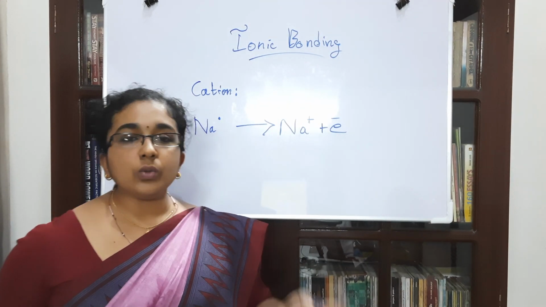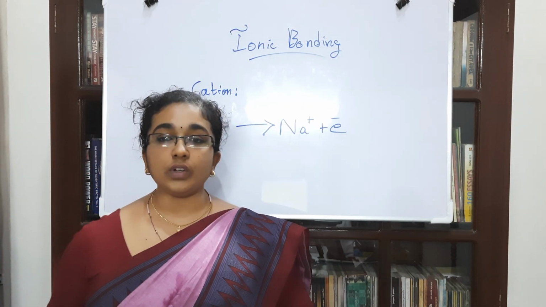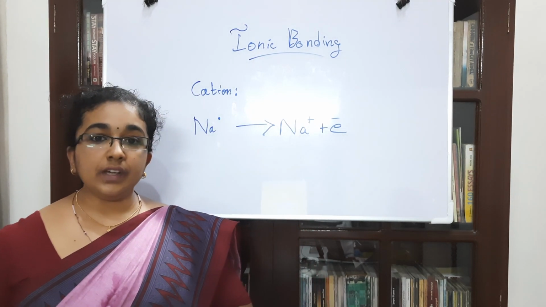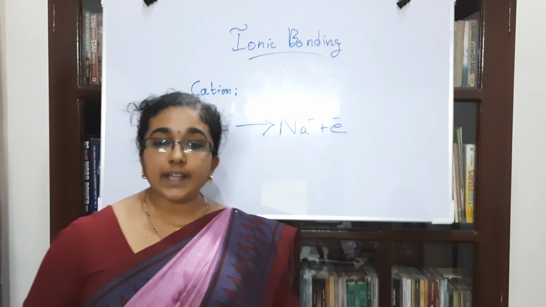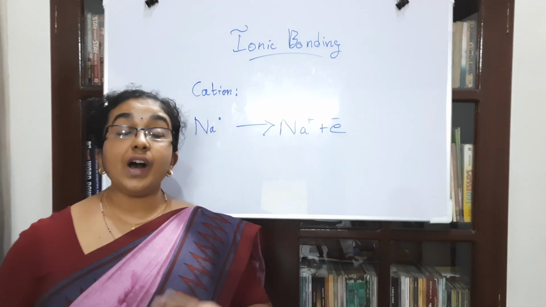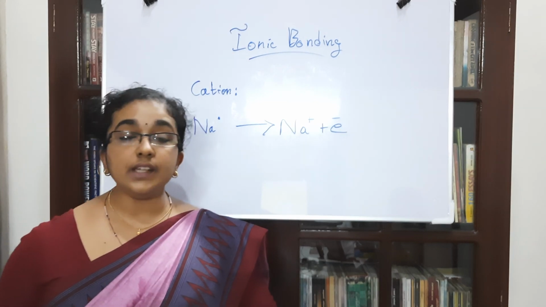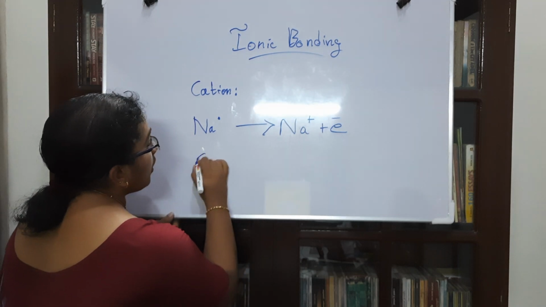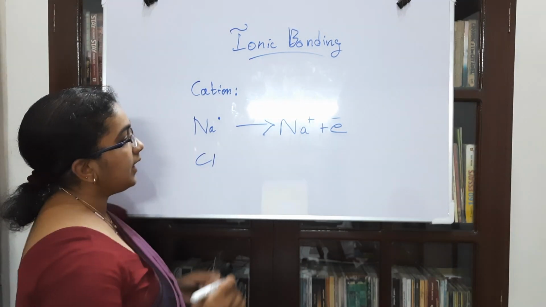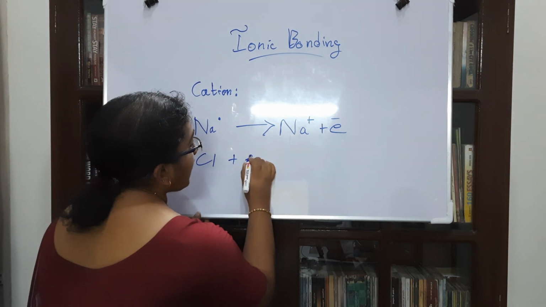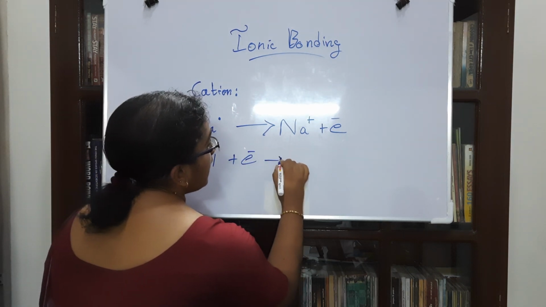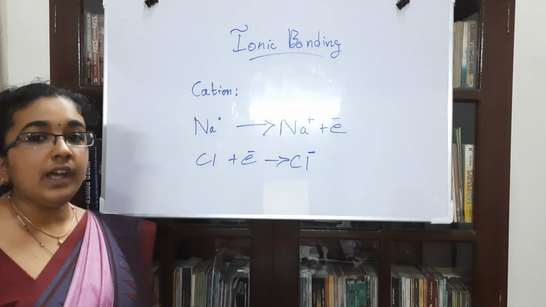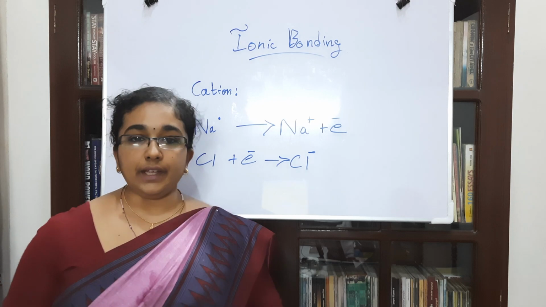Now, the second one is the anion. How is that formed? The gain of a negatively charged electron by a neutral atom produces an anion. For example, take the chlorine atom. After accepting one electron, it becomes Cl−, the chloride ion, and this is known as an anion.